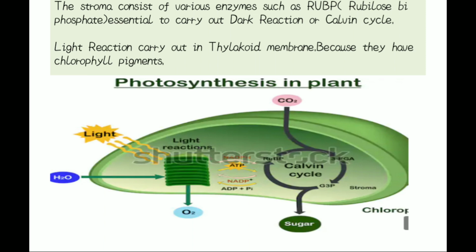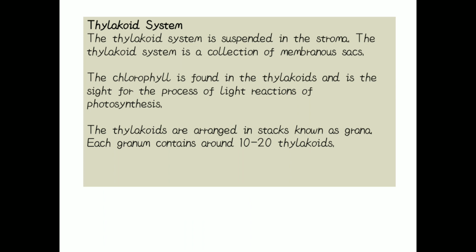So let's observe it too, friends. Thylakoid system. The thylakoid system is suspended in the stroma. The thylakoid system is the collection of membranous sacs. The chlorophyll is found in the thylakoid, which is the site of the light reaction of photosynthesis. The thylakoids are arranged in a stack known as grana. Each granum contains around 10 to 20 thylakoids, meaning a single granum consists of about 10 to 20 thylakoids.